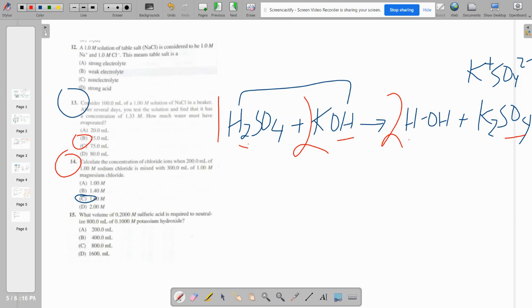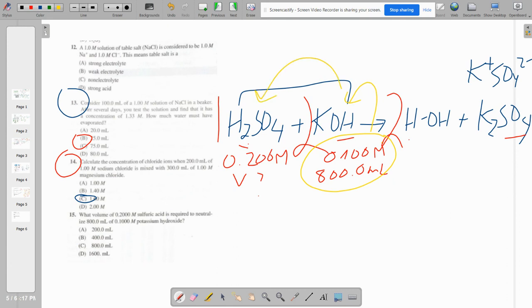So it says, what volume of 0.2 molar sulfuric acid is required, and we're looking for the volume, to neutralize 800 mL of 0.1 molar KOH. You guys, I think you're starting to see the trend here. You've got a molarity and a volume, so you've got your known. Once you get the moles of known, then you can calculate moles of unknown, and then you can answer the question, which is to solve for the volume.